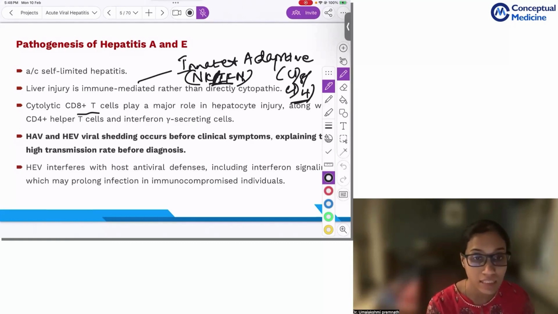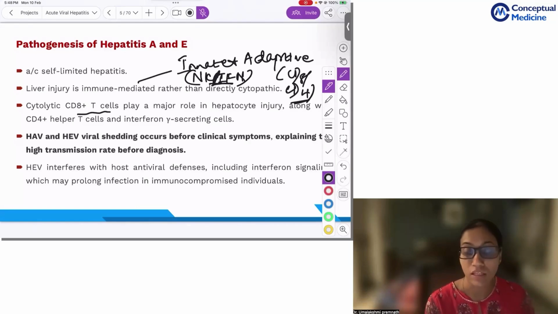Cytolytic CD8 T cells play a major role along with the CD4. So CD4 basically promotes or increases the response of the CD8 cells. So all of these viruses are not cytopathic, it's only immune mediated, innate as well as adaptive immunity. Innate is predominantly by the NK cells and interferons and interleukins secreted, whereas adaptive is by the T helper cells and the cytotoxic cells. So HEV shedding occurs before the clinical symptoms.